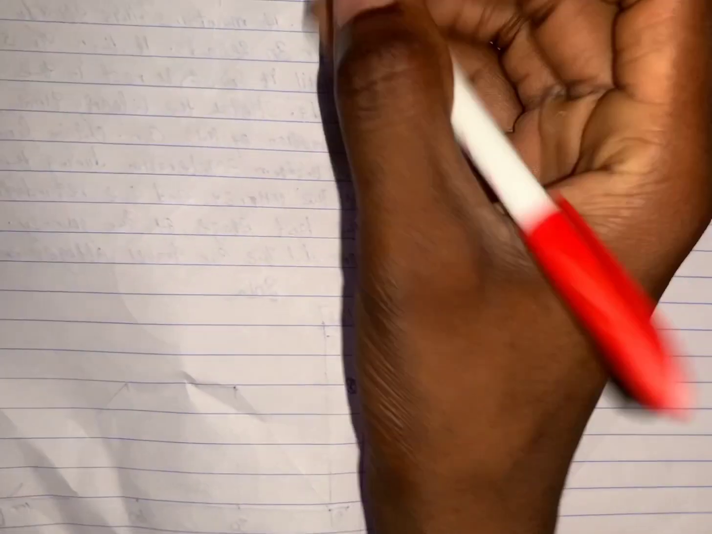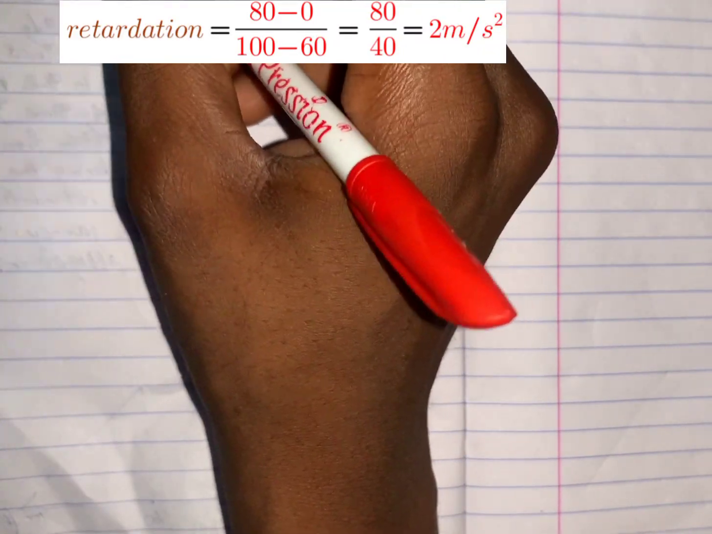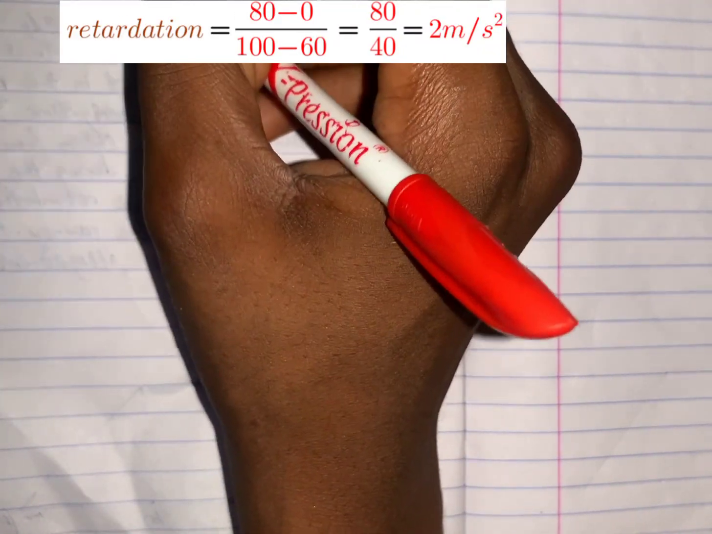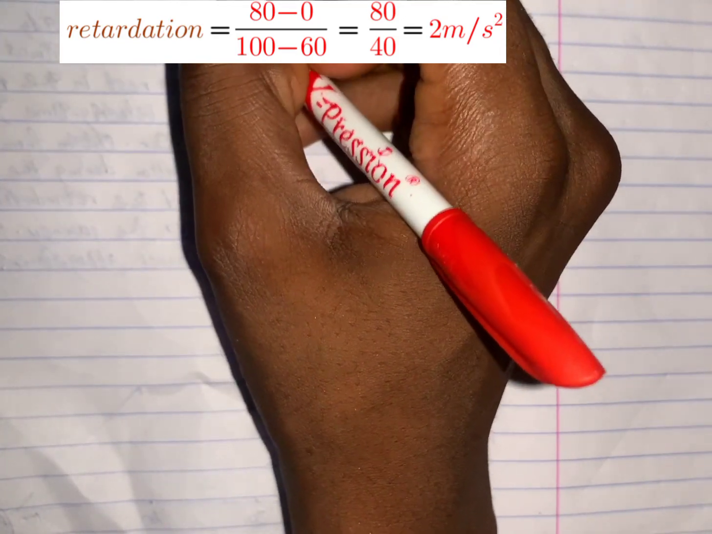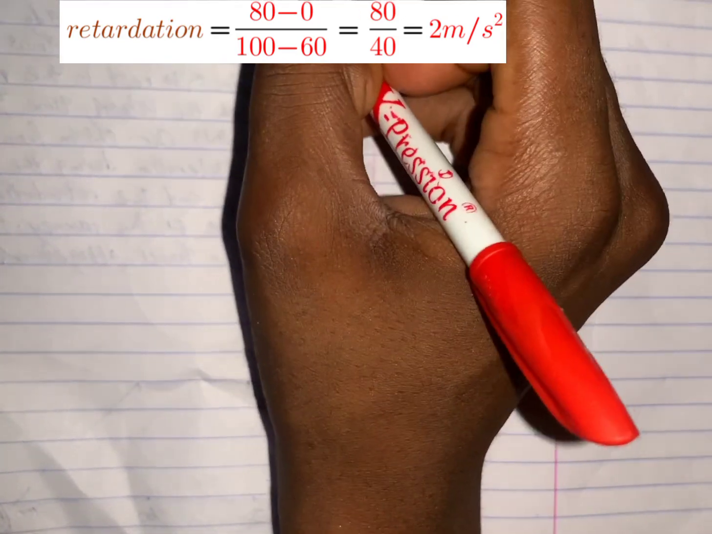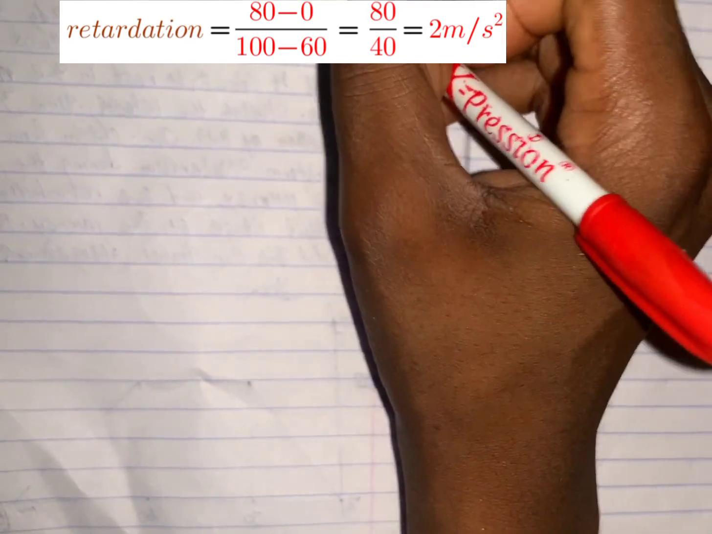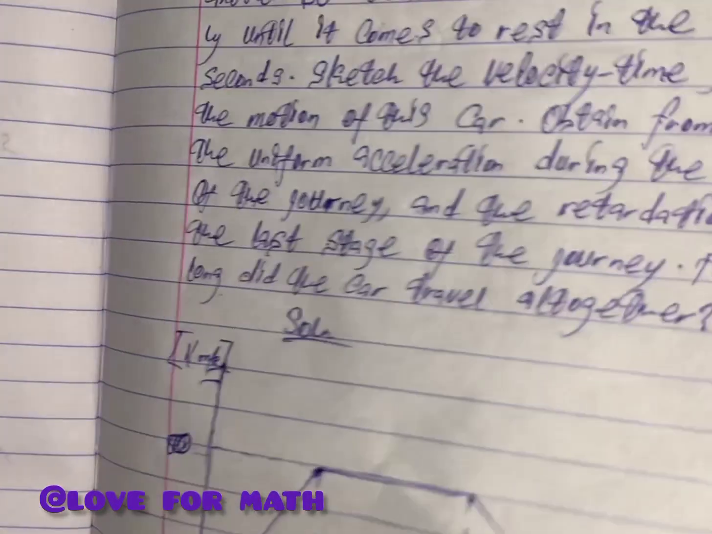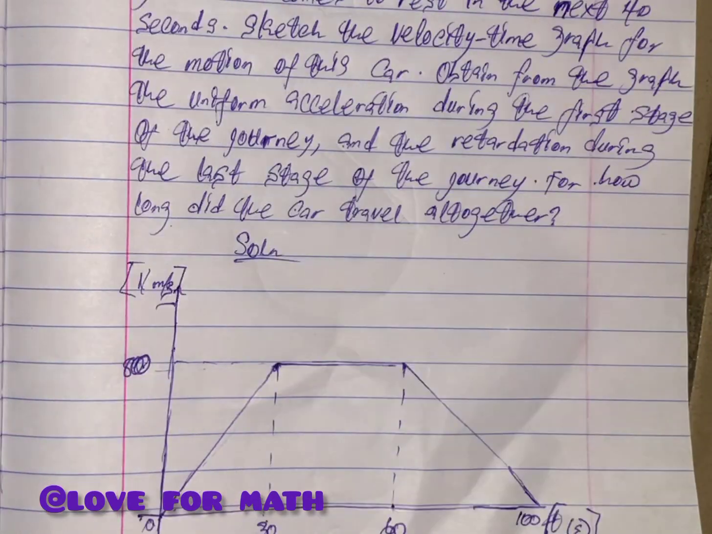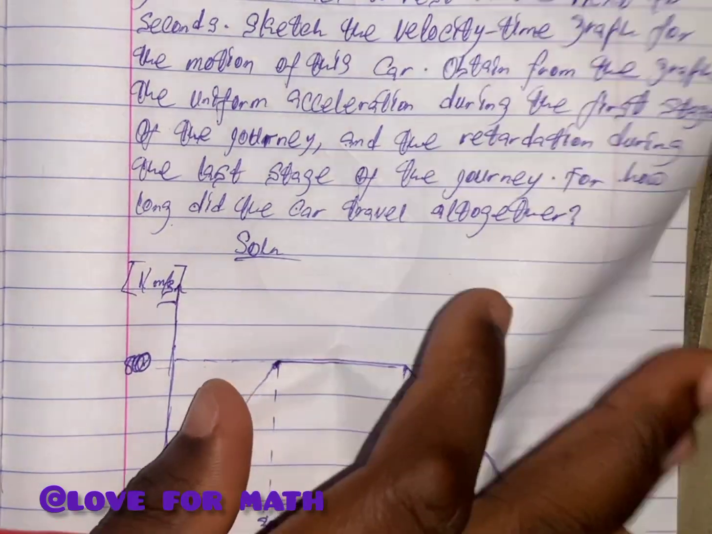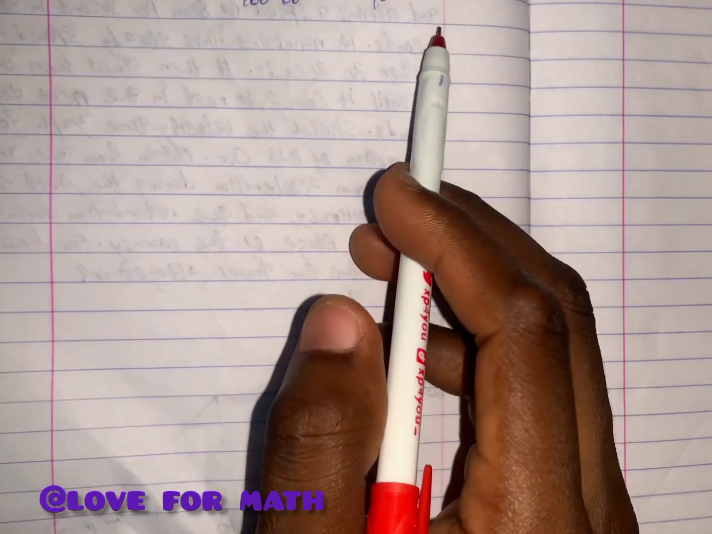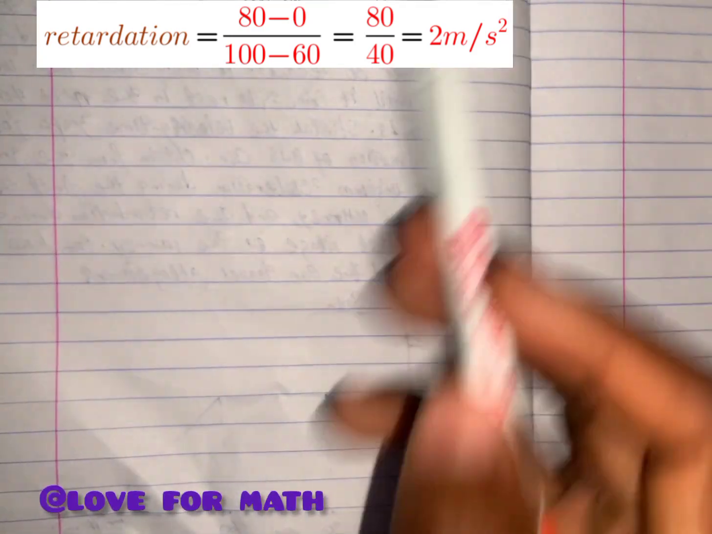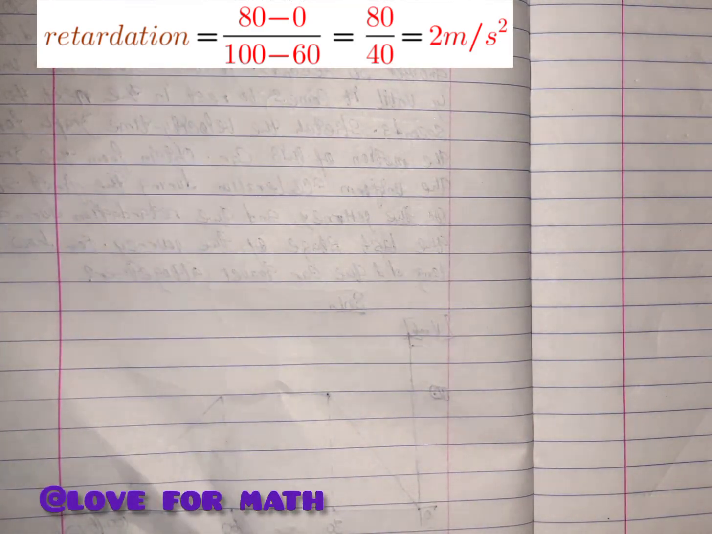So we have, this is equal to 80 minus 0 over 100 minus 60, and this is 80 over 40, and this is 2 meters per second squared. That simply means that the car, in every second, decelerates by 2 meters per second. That is just the simple definition of 2 meters per second squared as a retardation.